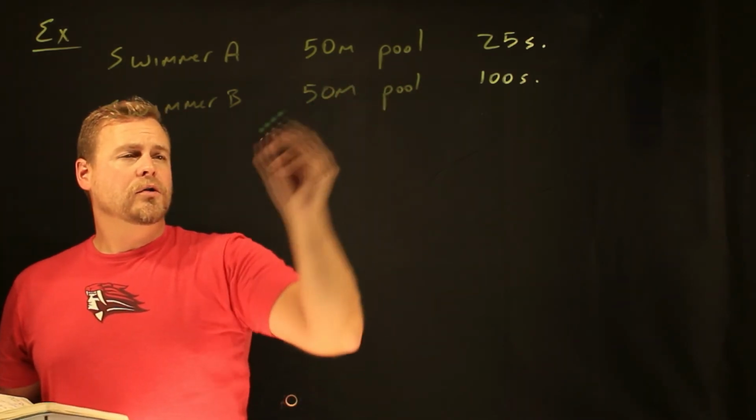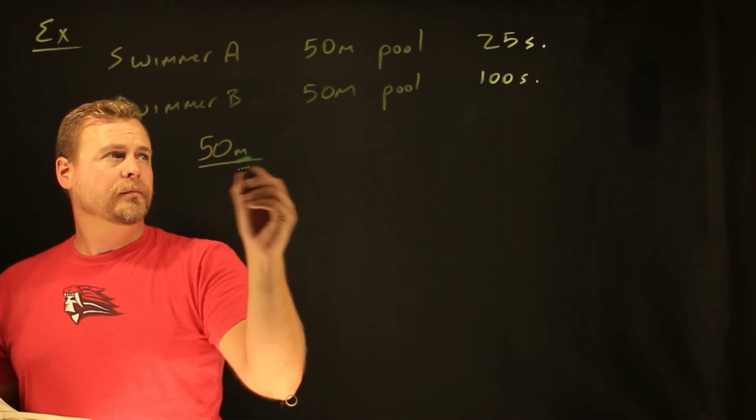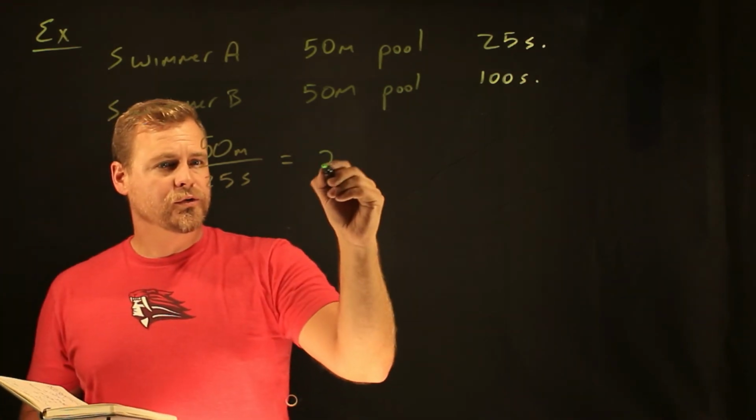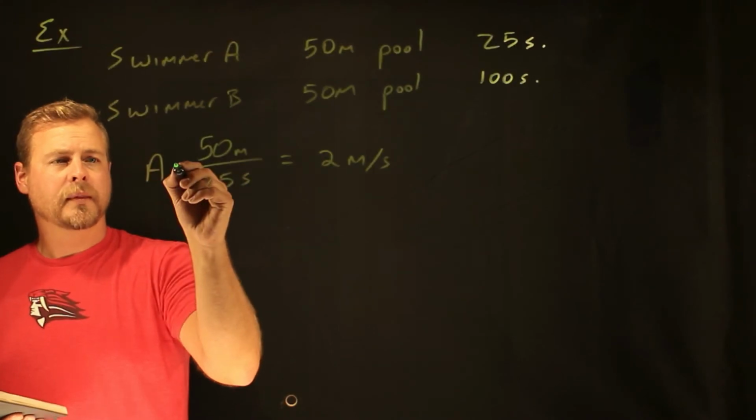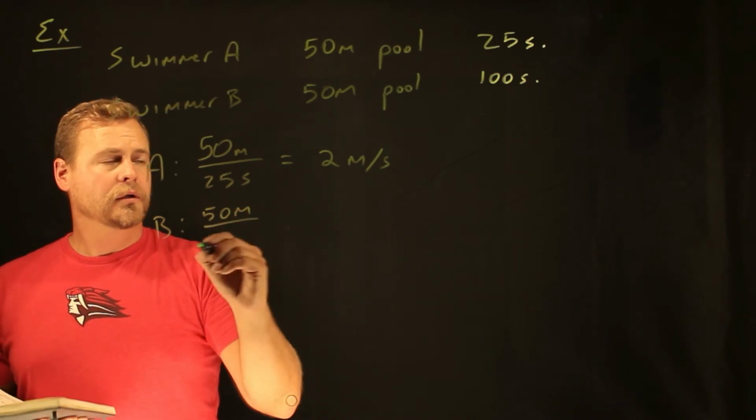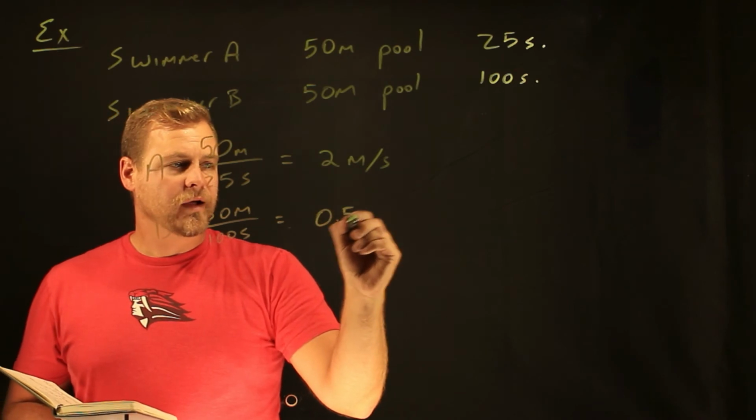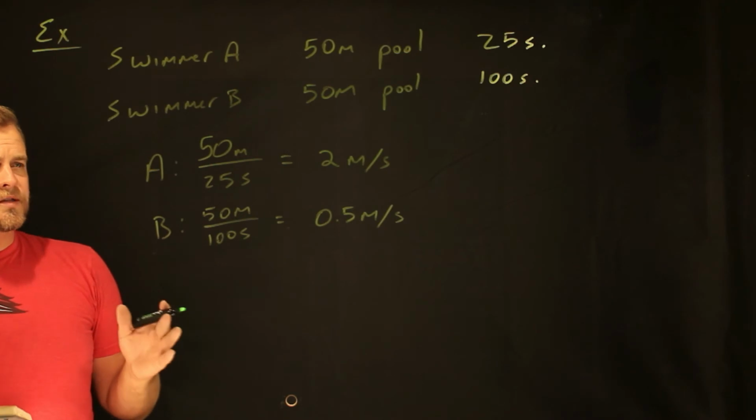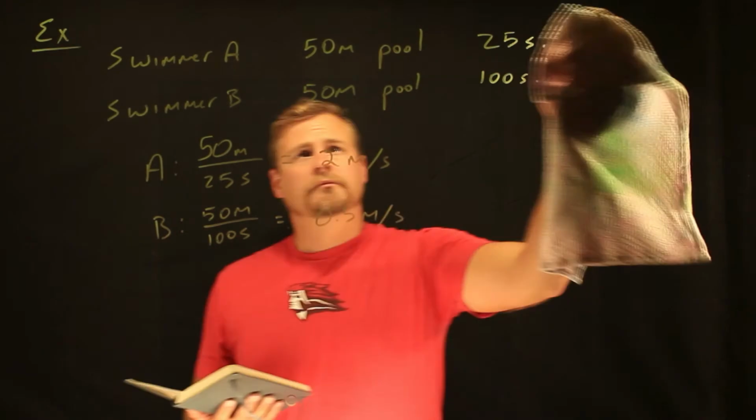Okay, and so 50 meters in 25 seconds gives you 2 meters per second for swimmer A. Swimmer B is going to do 50 meters in 100 seconds, and so that will be 0.5 meters per second, a much slower pace. All we can say is their speed because there's no direction involved.